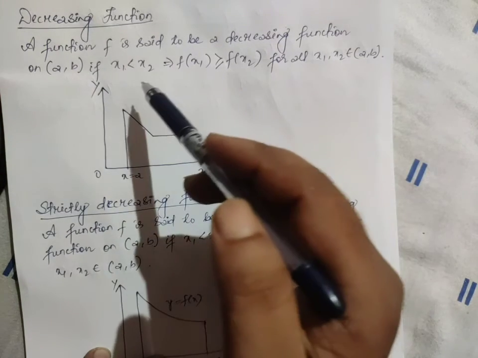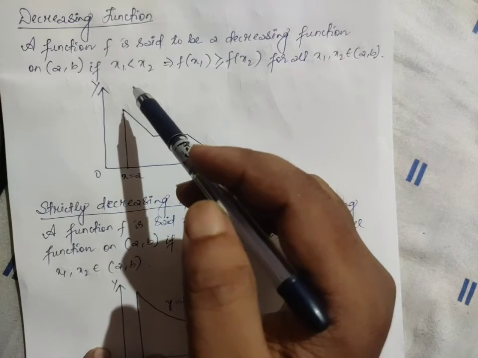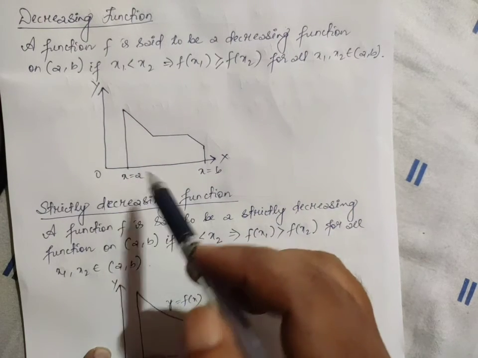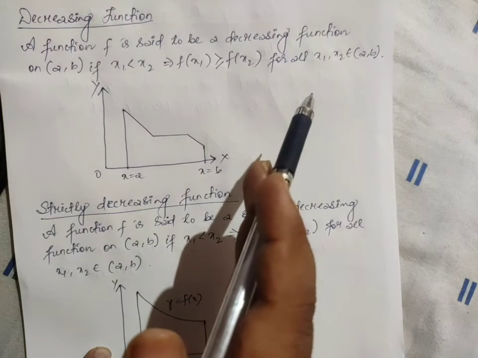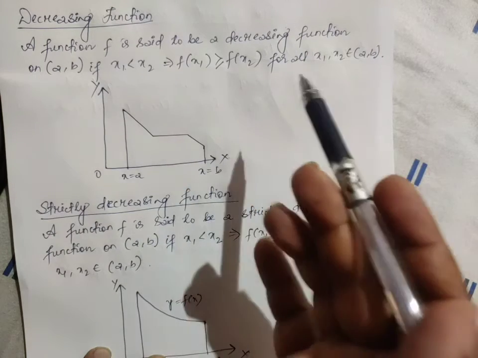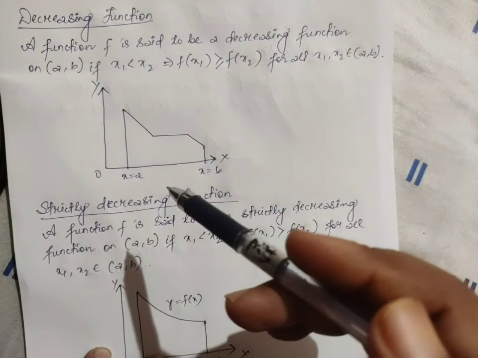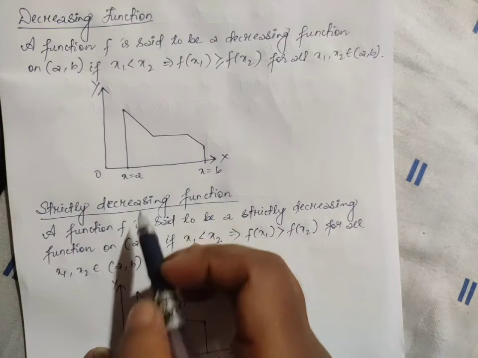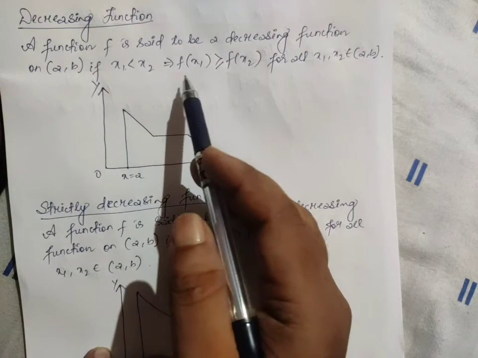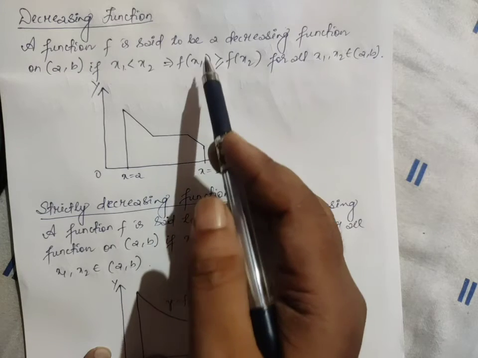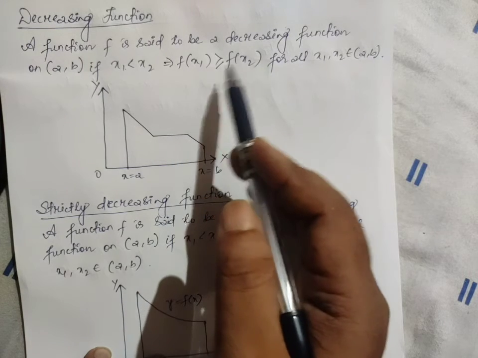So decreasing function is the opposite of increasing function. So in this function, that means if x increases, the value of y decreases. So here in this case, if x1 is less than x2, that means f of x1 is greater than or equal to f of x2.